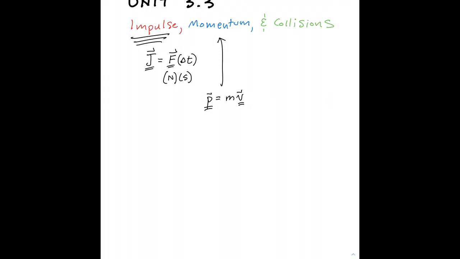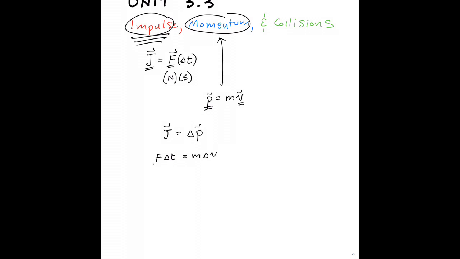Well, there's a link between impulse and momentum. And here's the link. The impulse delivered to any object is always equal to the change in momentum for that object. I should include vector notation on both of these. Okay, so what we're saying is force multiplied by time interval is equal to mass multiplied by change in velocity.